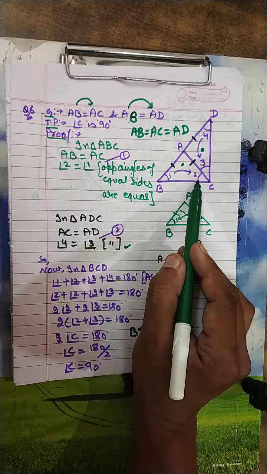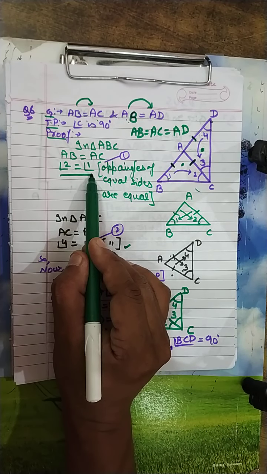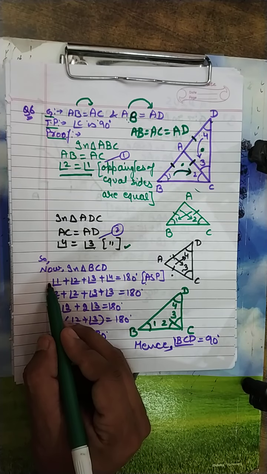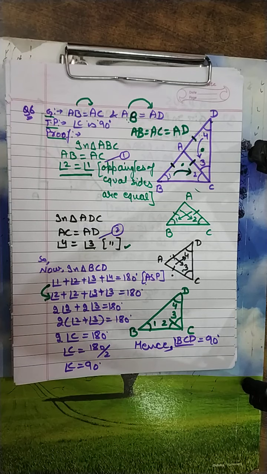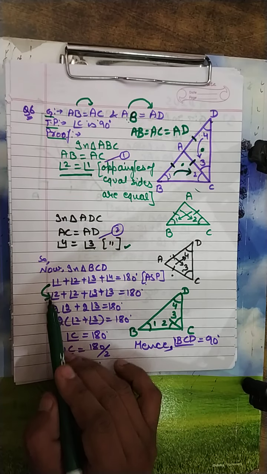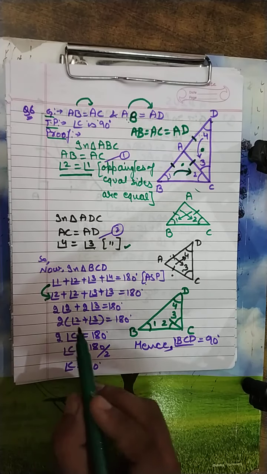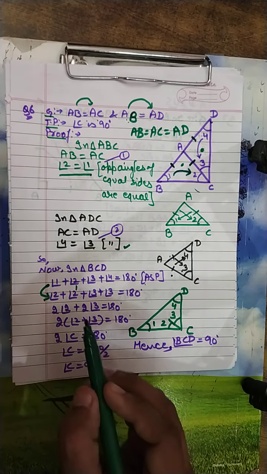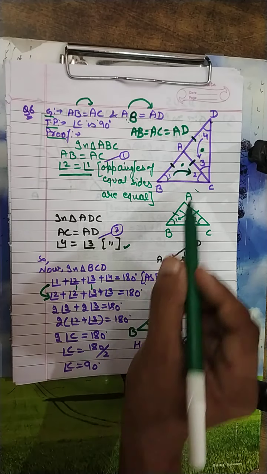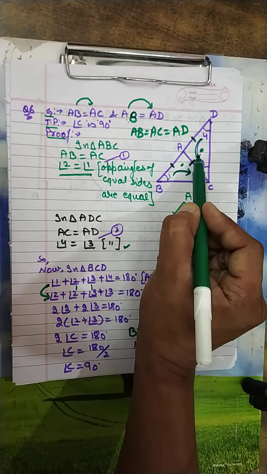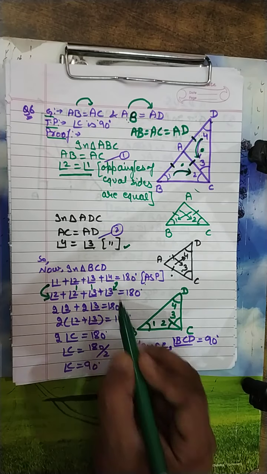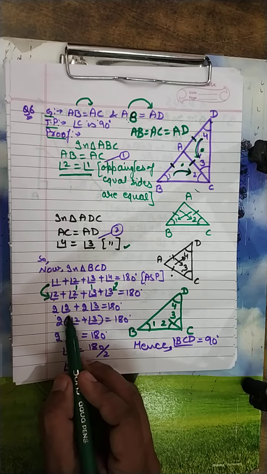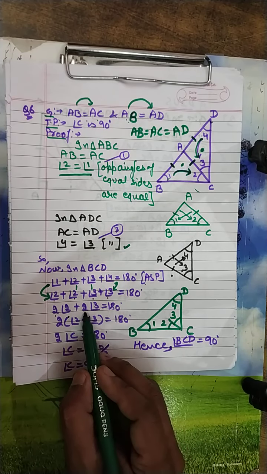Now angle 1 is equal to angle 2, we have proved. So instead of angle 1 I have written angle 2, both are equal. Angle 2 as it is. Now instead of angle 4 I have written angle 3, both are equal again. Double of angle 2, double of angle 3.